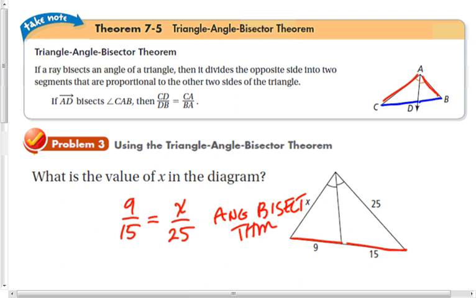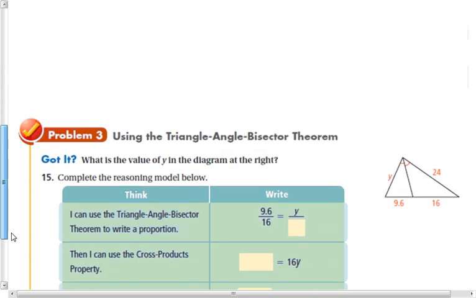Cross products properties, we get 15x is equal to 9 times 25, which is 225. So dividing both sides by 15, we get x is equal to 15. Okay, so go ahead and try a problem like that using the angle bisector theorem.